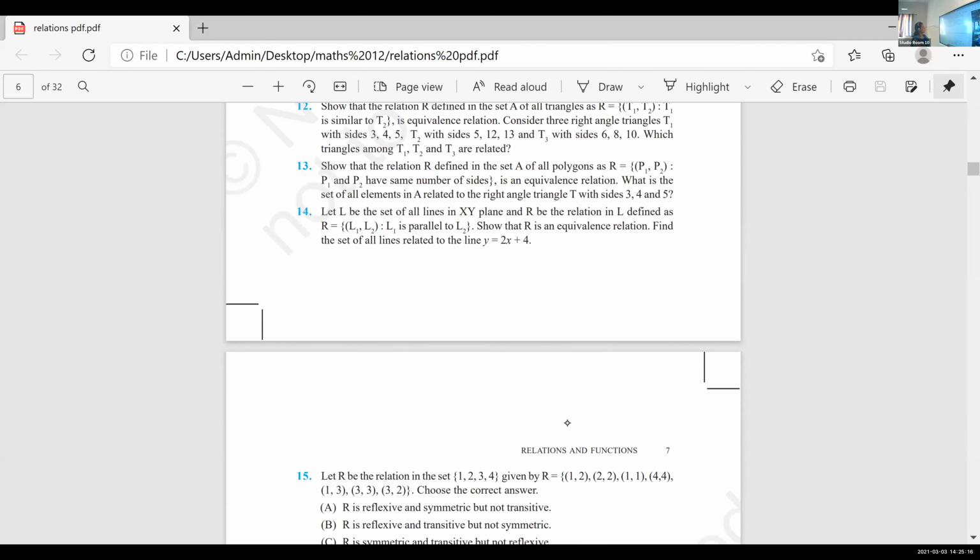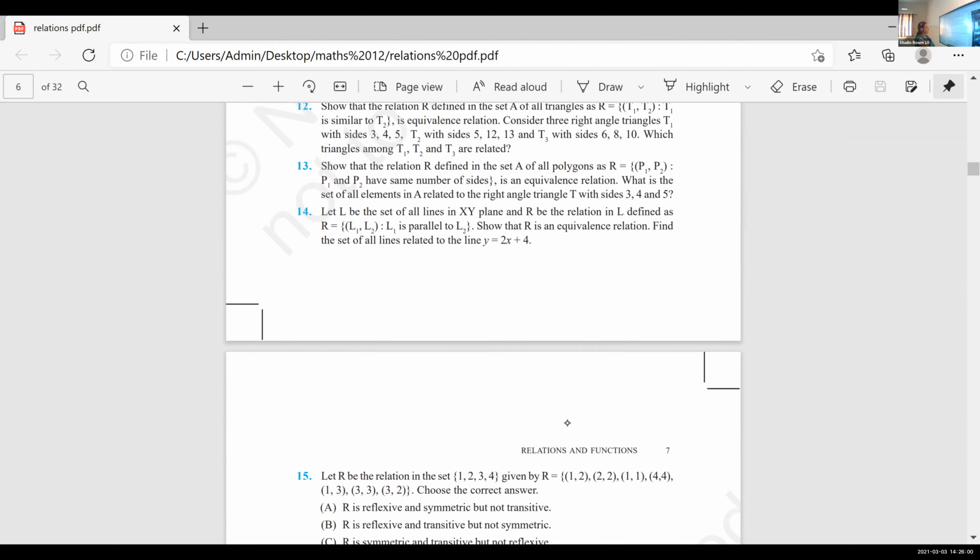Okay, listen here. The 14th one is again an important question. The second part, that is, find the set of all lines related to the line y is equal to 2x plus 4, will be asked for 1 mark. That type will be asked for 1 mark. Listen here. L is the set of all lines in the xy plane. R is the relation in L defined as R is equal to ordered pair L1, L2, where L1 is parallel to L2. Show that R is an equivalence relation. Find the set of all lines related to y is equal to 2x plus 4.